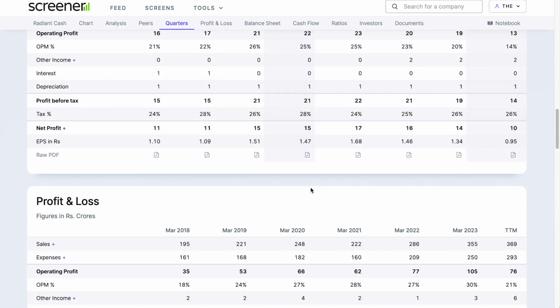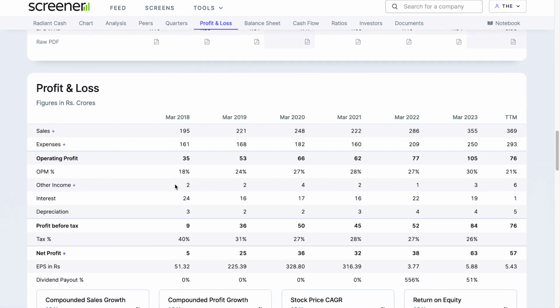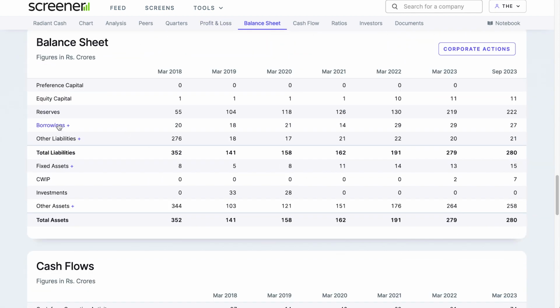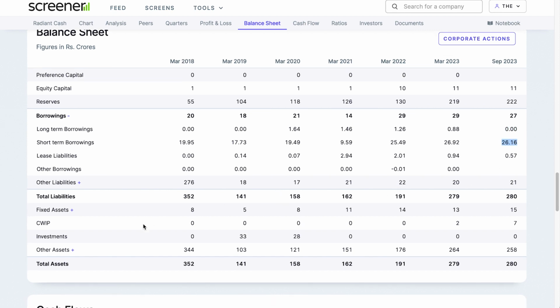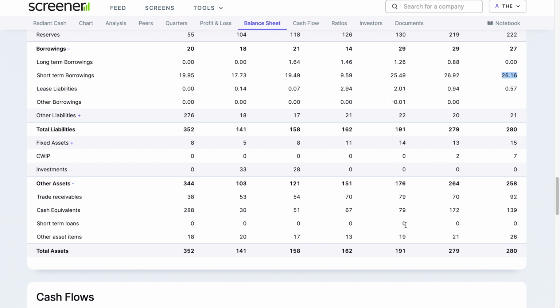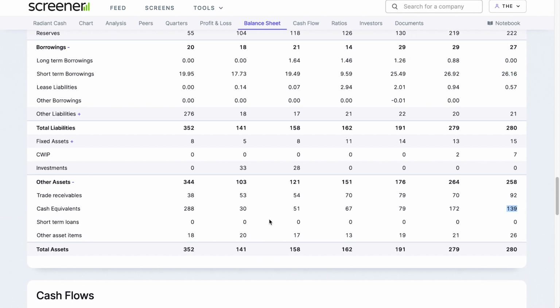If we look at profit and loss for Radiant, it's a good, healthy, about 20% OPM every single year consistently. Borrowings almost nil on long term. Short term borrowings are there, but they are being covered by the cash equivalents here, which is 139, so almost 4 times of what the borrowings are.